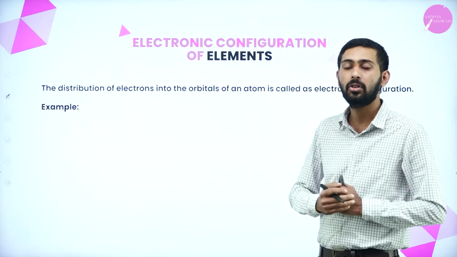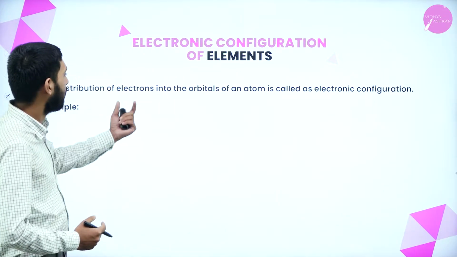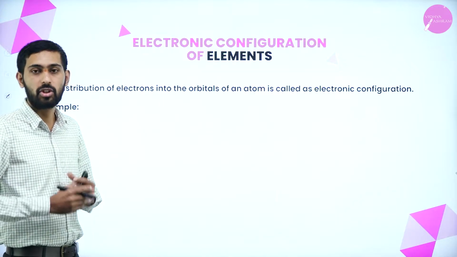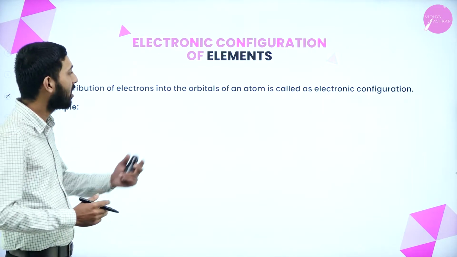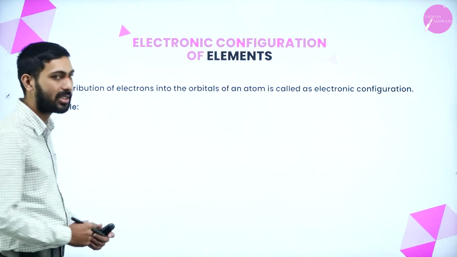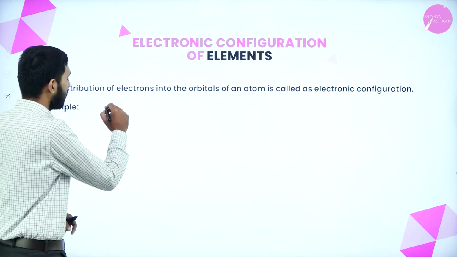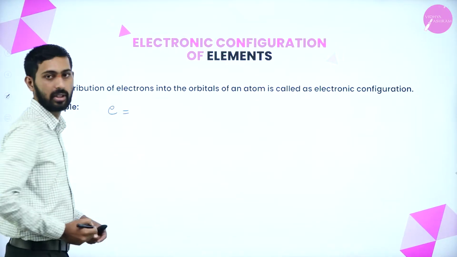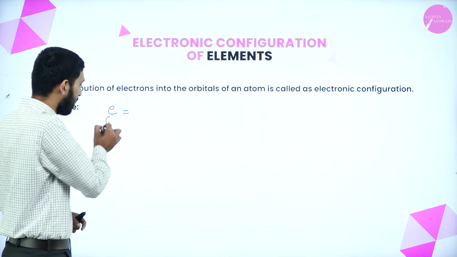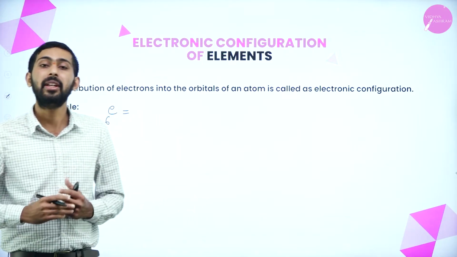Okay. Next thing is the electronic configuration of some elements. What do you mean by electronic configuration? The distribution of electrons in the orbitals of an atom is called electronic configuration. Now let us write some examples. Let us take carbon. Carbon's atomic number is how much? 6. Here we are writing the electronic configuration on the basis of atomic number.